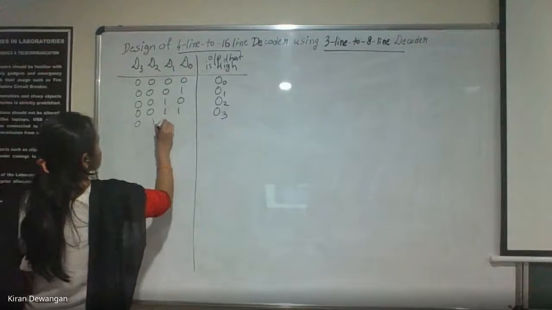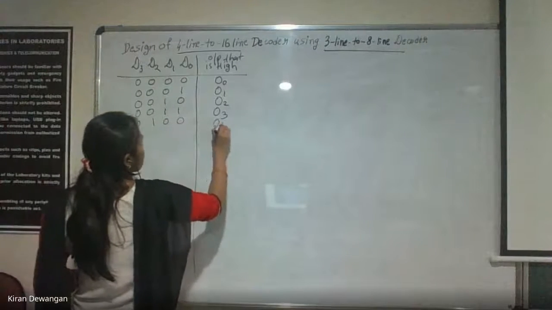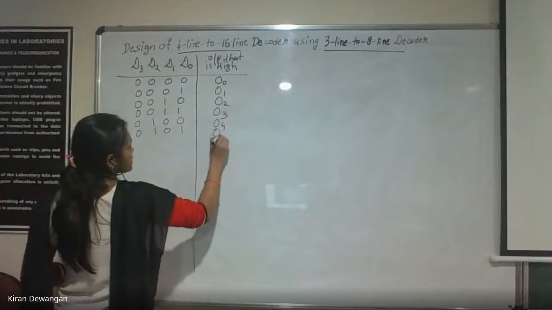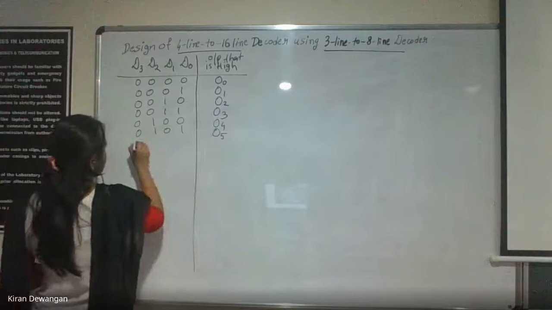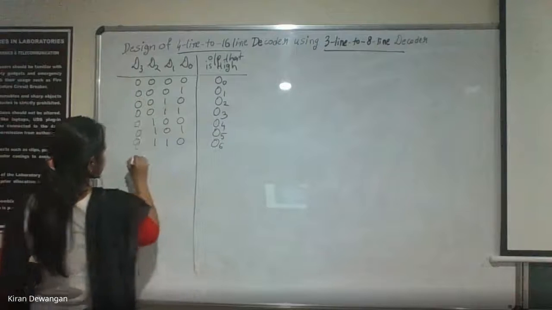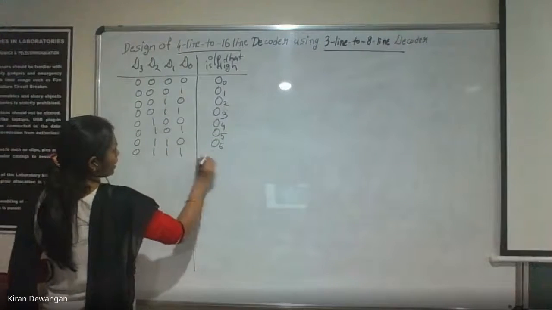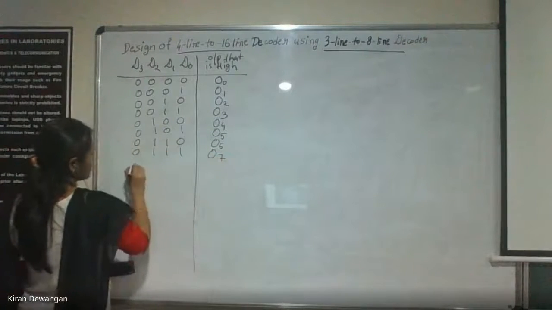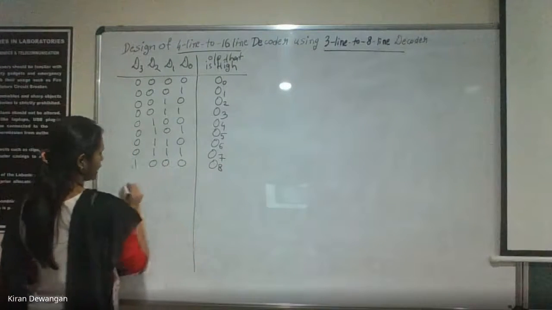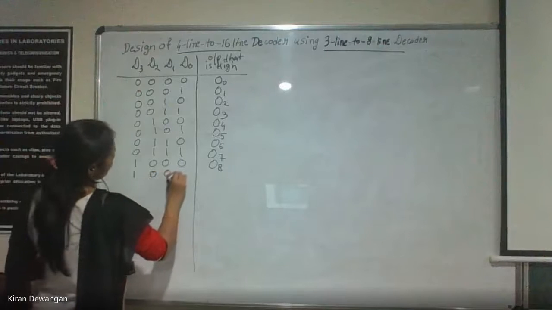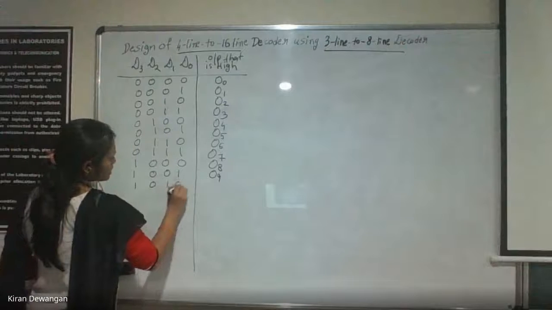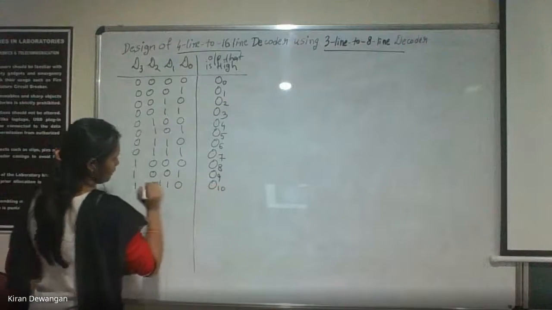For 0, 1, 0, 0, it's O4. For 0, 1, 0, 1, it's O5. For 0, 1, 1, 0, it's O6. 0, 1, 1, 1, it's O7. 1, 0, 0, 0, it's O8. 1, 0, 0, 1, O9. 1, 0, 1, 0, O10.